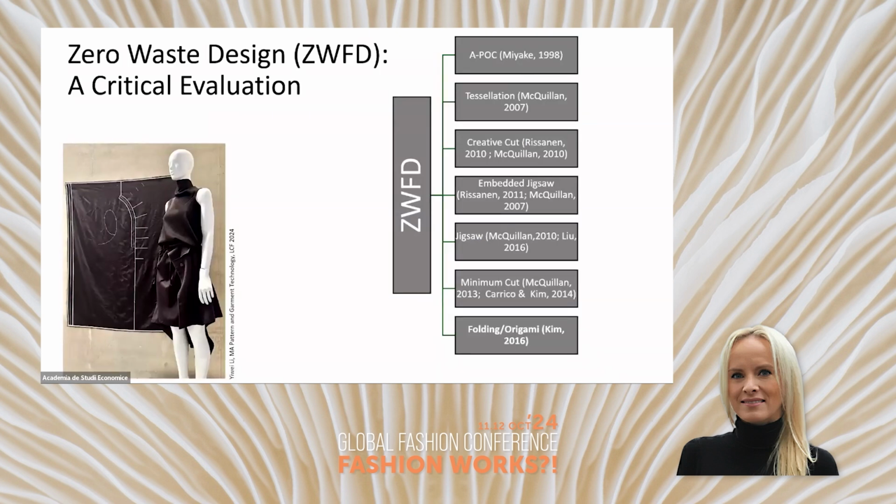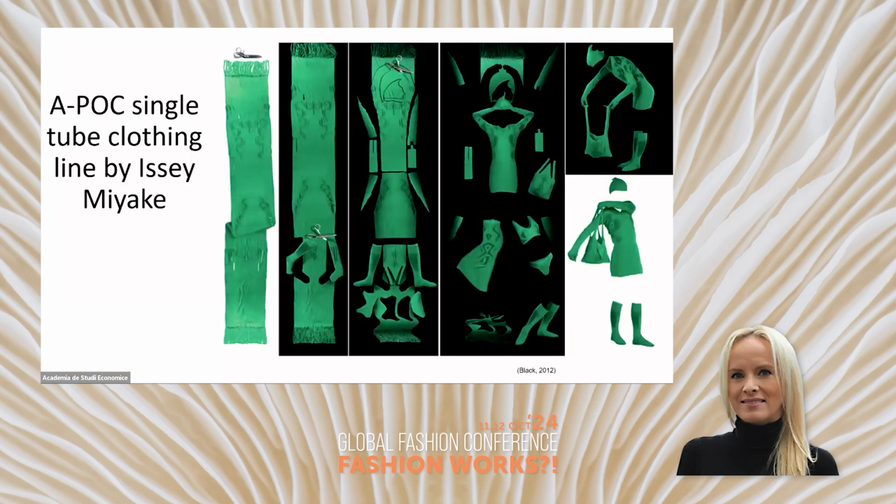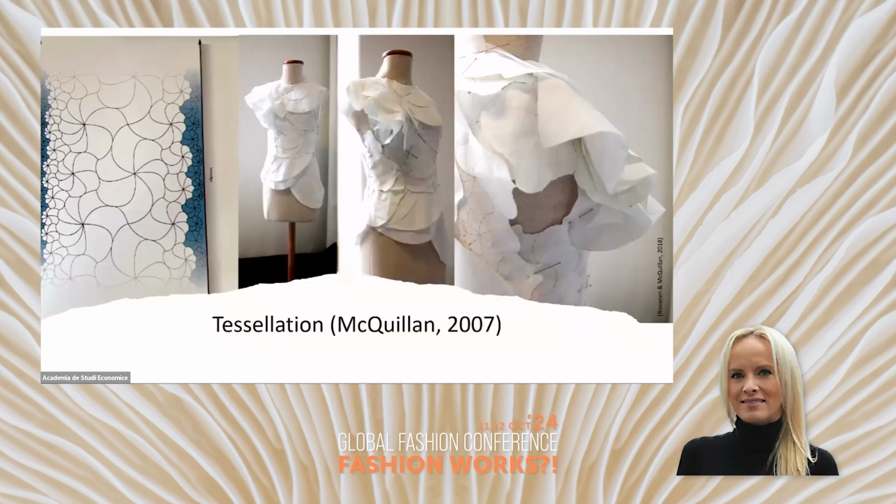And I will briefly show you zero waste designs. So first, let's look at the Epoch single tube clothing line by Issey Miyake. Epoch stands for a piece of cloth, and a consumer may customize the length of the skirt, sleeves, and neckline by cutting out the garment using printed cutting instructions. Then I have tessellation. The patterns are repeated on a fabric in a decreasing order like fractals. Then pieces are cut and manipulated into a design.